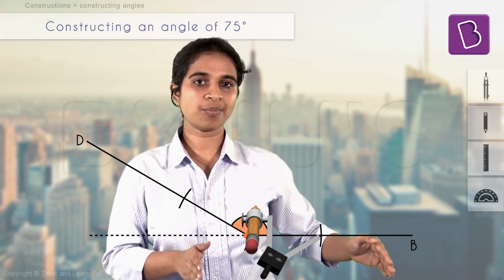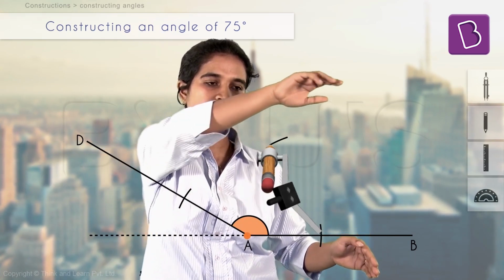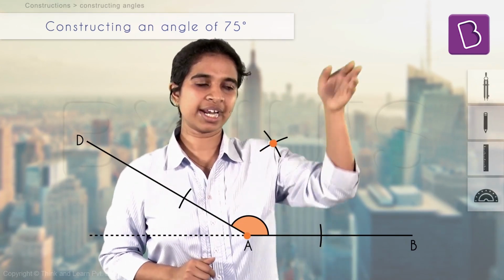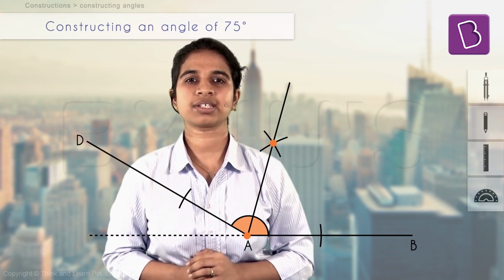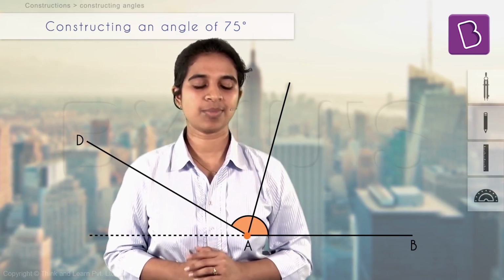Move the leg of the compass here. Measure a distance which is more than half. Draw an arc. Move the leg of the compass to the other point. Again, draw an arc. Join these two lines and you get the angle bisector.